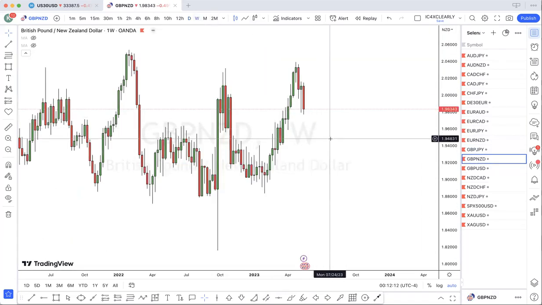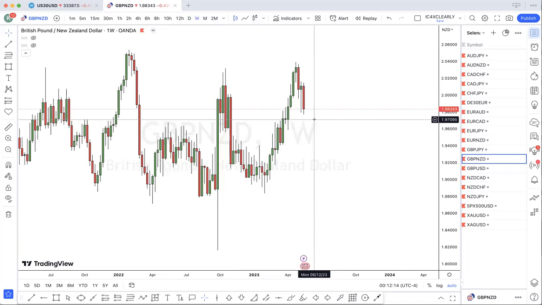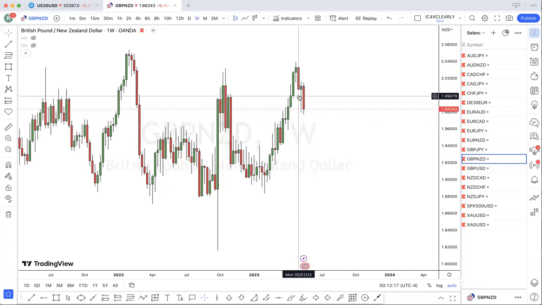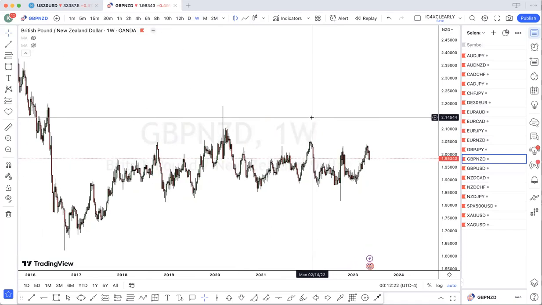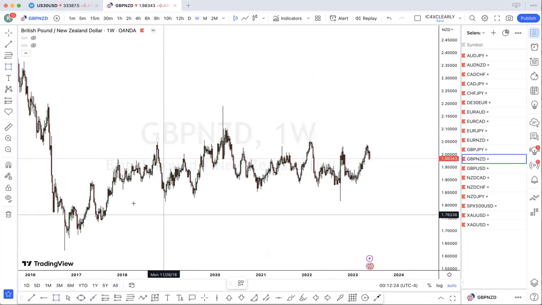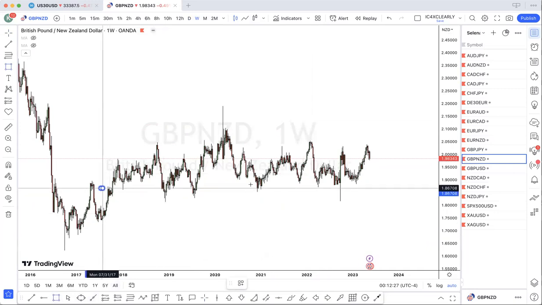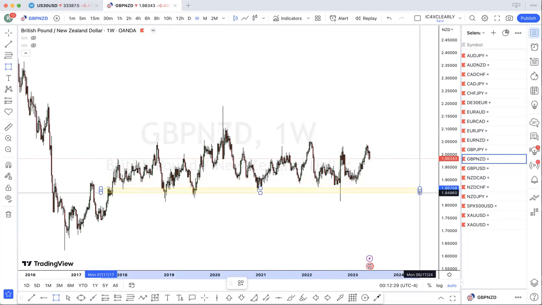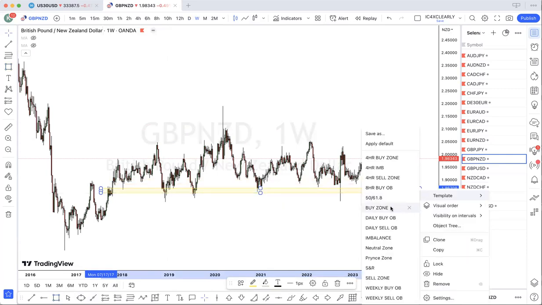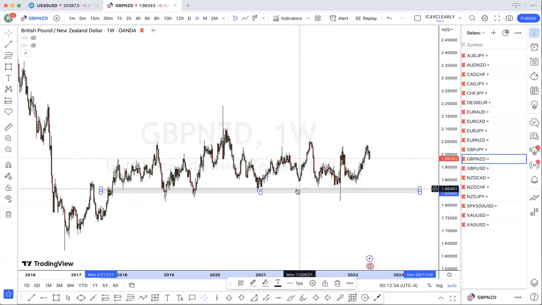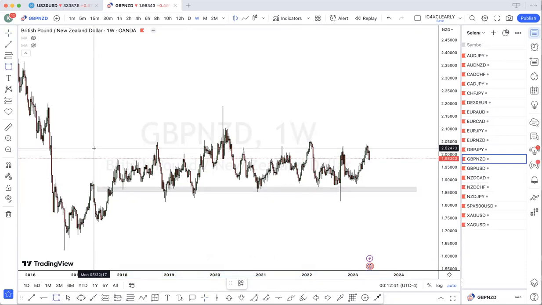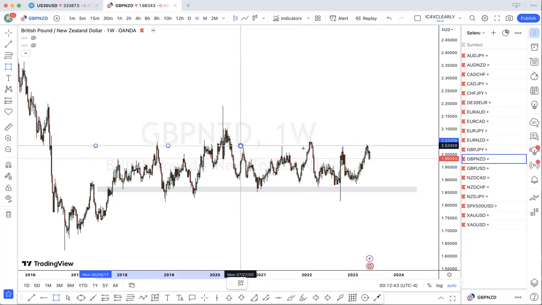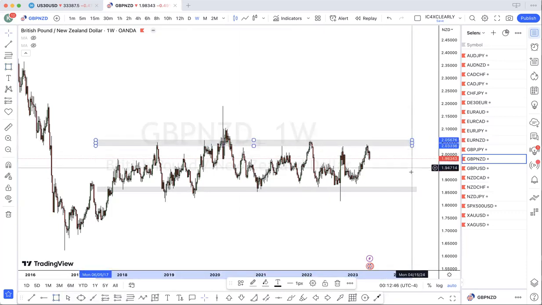GBP NZD, we have a weekly bearish order block. So it appears all the NZD pairs have this bearish order block. I believe they all are maintaining some type of consolidating in the specific zones.